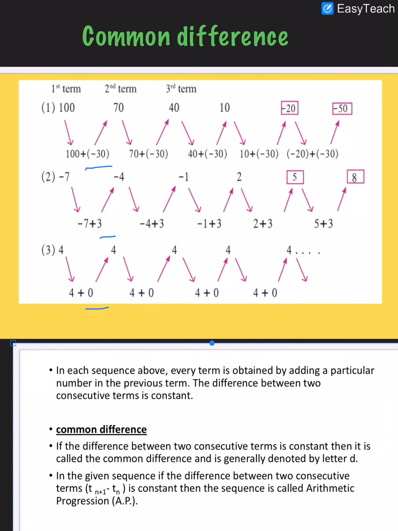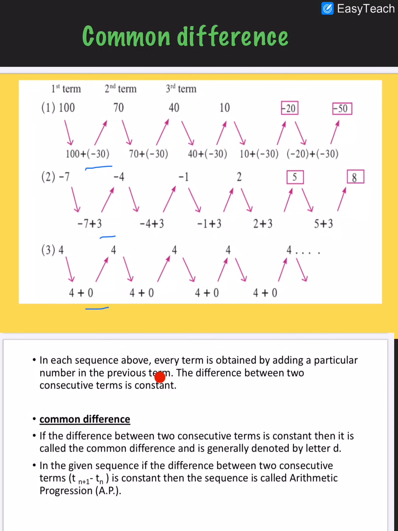So let's see. In each of the sequences, every term is obtained by adding a particular number to the previous term. You can see the difference between two consecutive terms is constant. It's not changing. A constant number is added. So if the difference between two consecutive terms is constant, then it is called the common difference, generally denoted by the letter d.